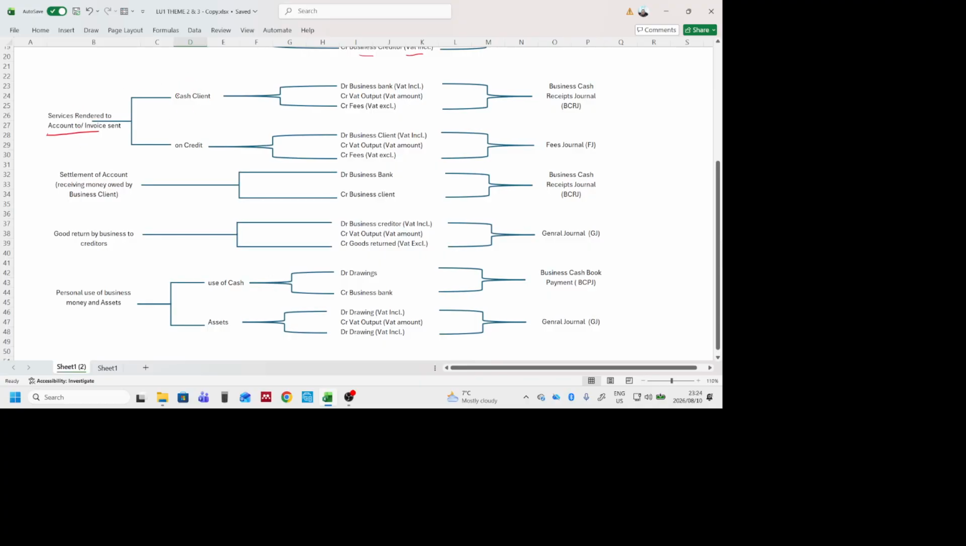So there will be types of customers that will come into the business, and we are going to have some which are cash customers, some which are credit customers.